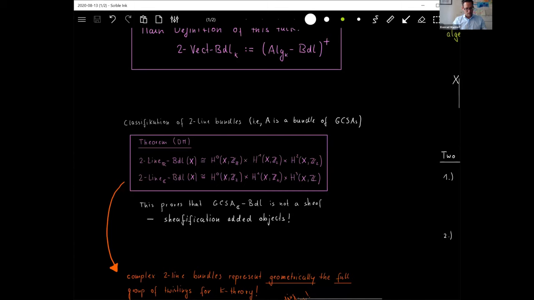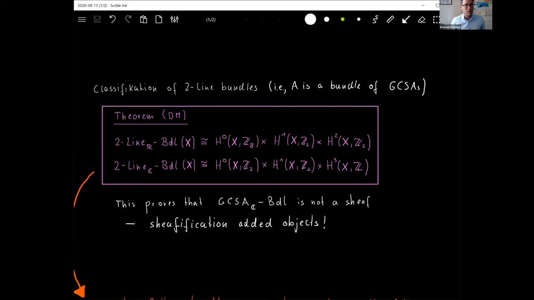All right, so now let's look at this result, which is a result of Darvin Mertsch's PhD thesis, one of my students. He has classified the 2-line bundles. A 2-line bundle is one of these 2-vector bundles that I just defined, but where all the algebra bundles are bundles of graded central simple algebras. Darvin classified them, and again we have a classification in the real and the complex case.